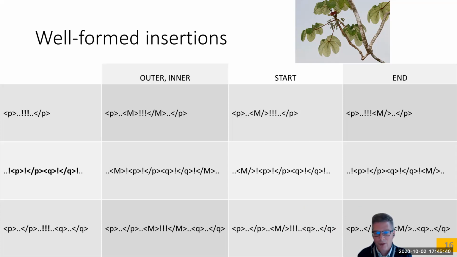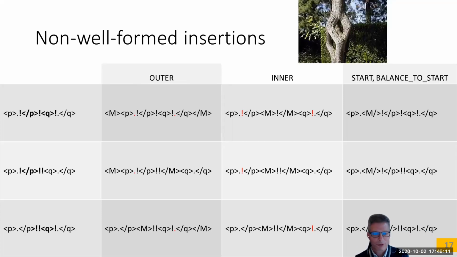In the third row, we have the case where there is some content surrounding the three exclamation marks, but they fall in between the P and Q elements. And in this case, again, we can just put the new element M around the three exclamation marks, or in front of the exclamation marks for start, or behind it in case of end. That was easy, but let's look at some non-well-formed insertions.